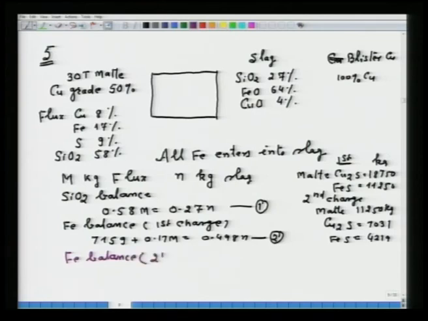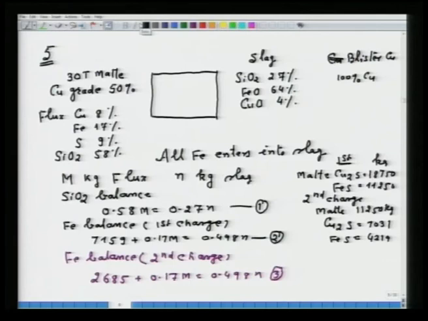Now let me do the iron balance for the second charge. For the second charge, the equation is 2685 plus 0.17 m is equal to 0.498 n, and this is my equation number 3. Now, I can solve equations 1 and 2, and equations 1 and 3, in order to get the amount of slag and amount of flux in each stage.